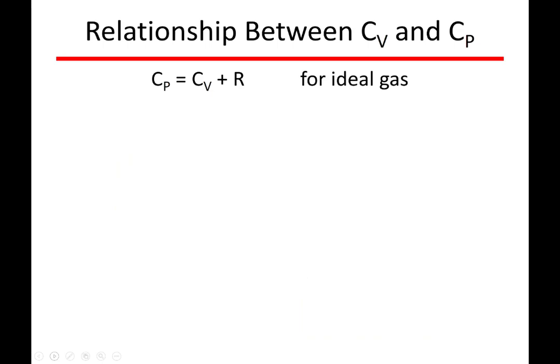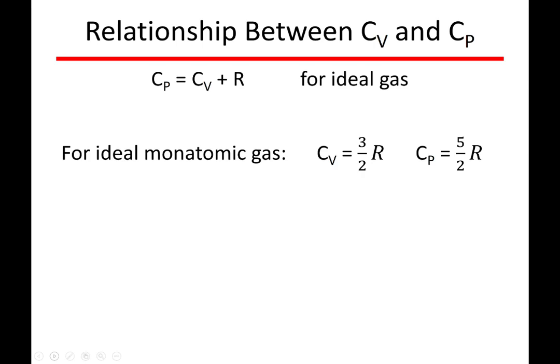This equation always holds true for any monatomic or polyatomic gas. With that in mind, because Cp is equal to Cv plus R for any ideal gas, we can now come up with values of Cv and Cp for monatomic or polyatomic gases. For an ideal monatomic gas, Cv, we saw in the previous video, was equal to 3/2 R. And for Cp, you're going to have 3/2 R plus another R. So that gives you that Cp is equal to 5/2 R.